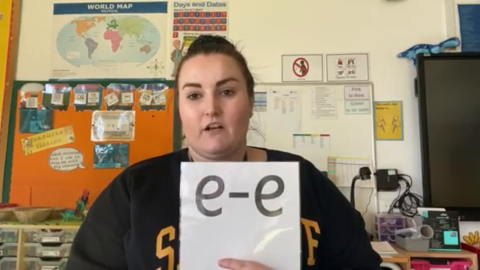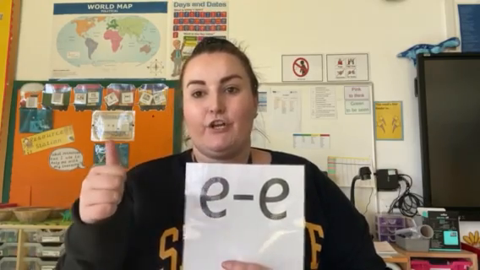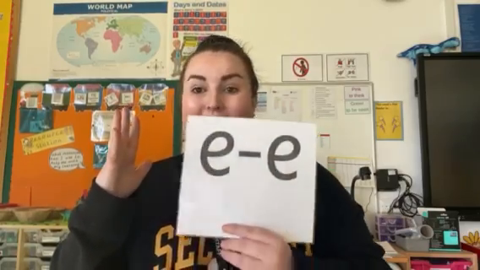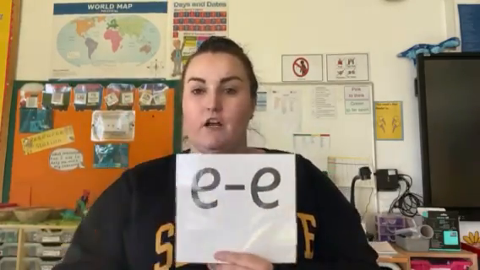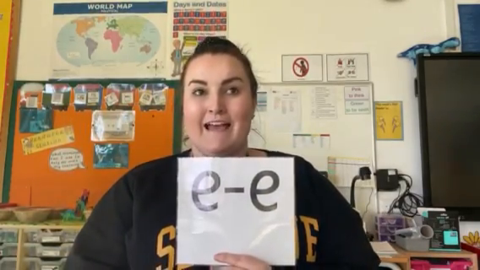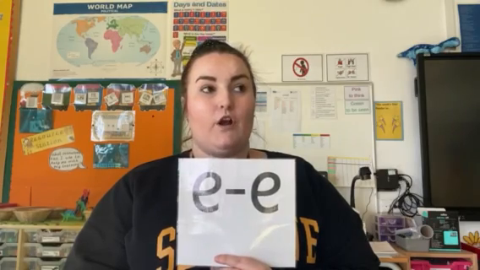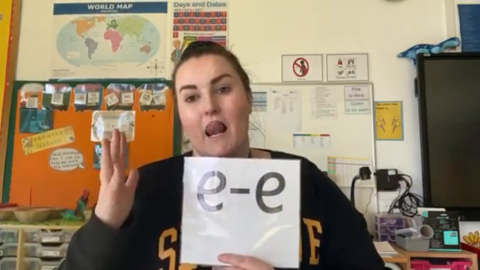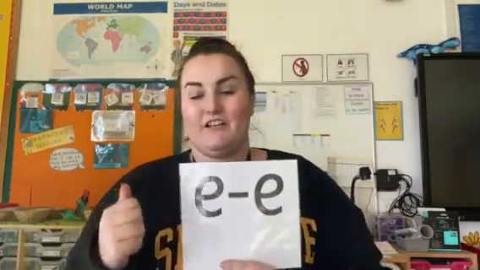Then we're going to have a go at writing the word complete. K, o, m, p, l, e, t. Complete. Say it as you're writing it down. Complete. K, o, m, p, l, e, t. Complete.